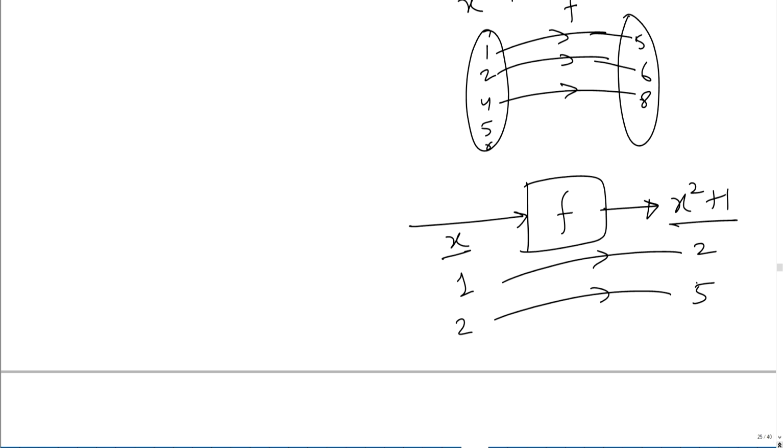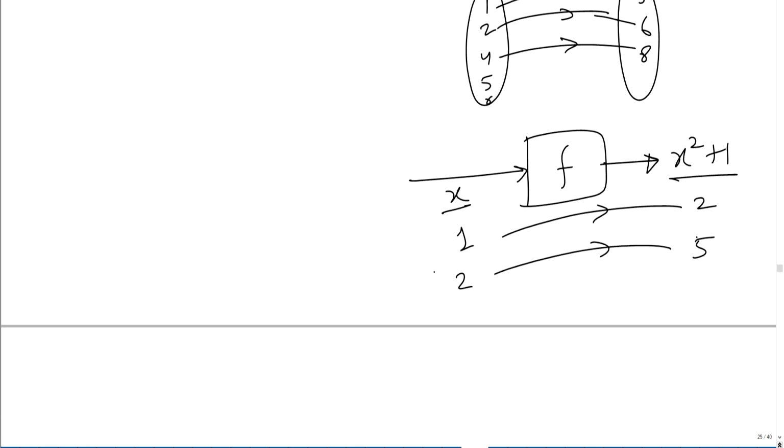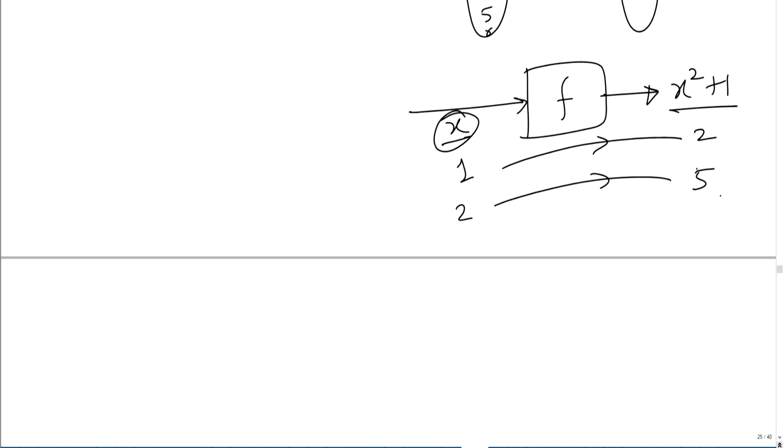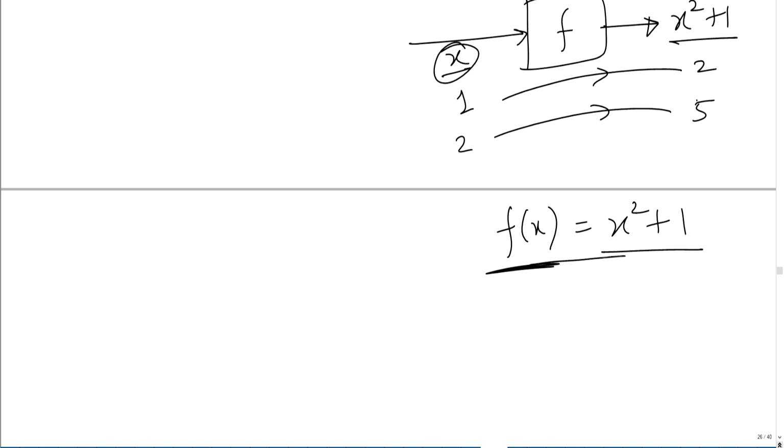So the output that you are seeing here is a function of x. You are applying some operation on x to get this output. There is a way to write this: f of x equals x square plus 1. This says that f is a function, and it is a function of x. And this is how the function gives you the output, x square plus 1.